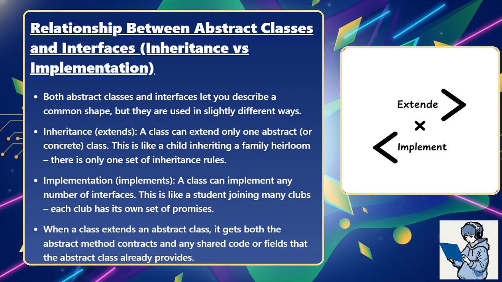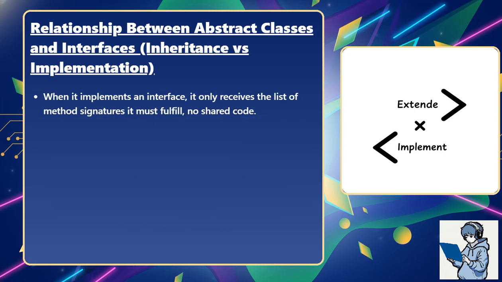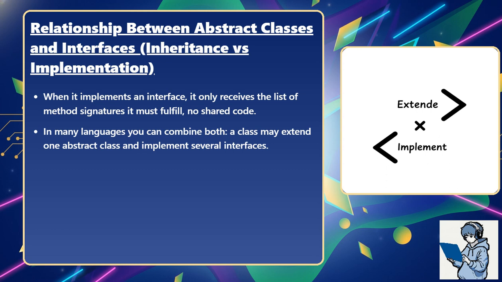When a class extends an abstract class, it gets both the abstract method contracts and any shared code or fields that the abstract class already provides. When it implements an interface, it only receives the list of method signatures it must fulfill, no shared code. In many languages, you can combine both. A class may extend one abstract class and implement several interfaces.